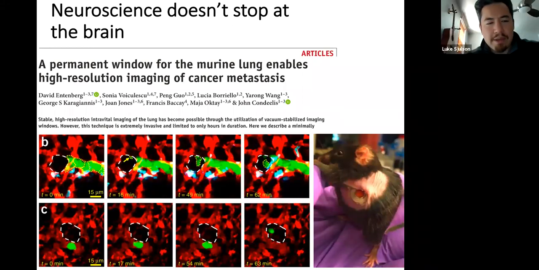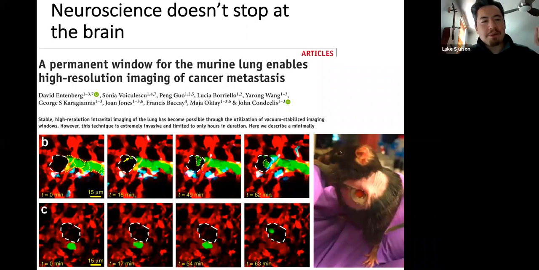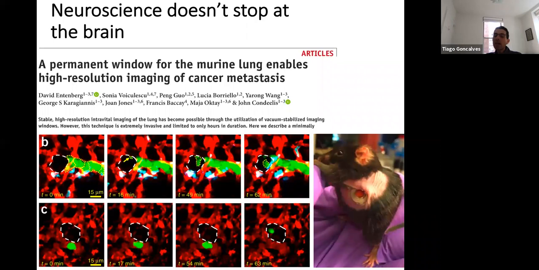Tiago, I have a question about the head-mounted two-photon microscopes. The one that I saw had no mechanism to control the z-axis. Are there any that have that built in, or some way to scan up and down? I think it had a screw you can turn, but nothing more than that.